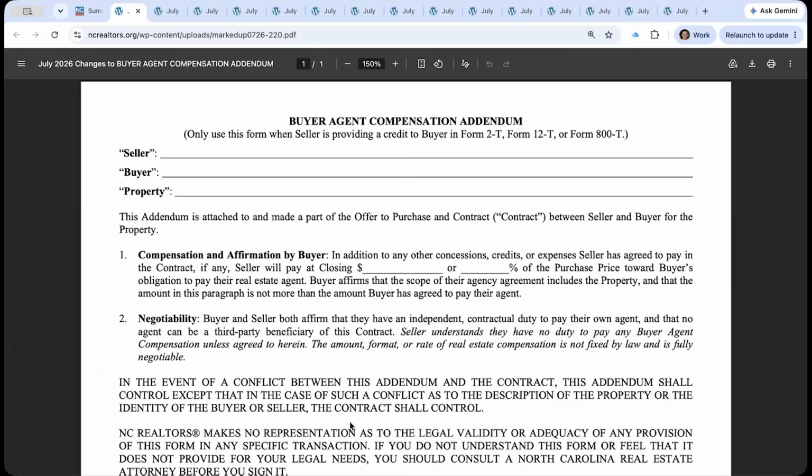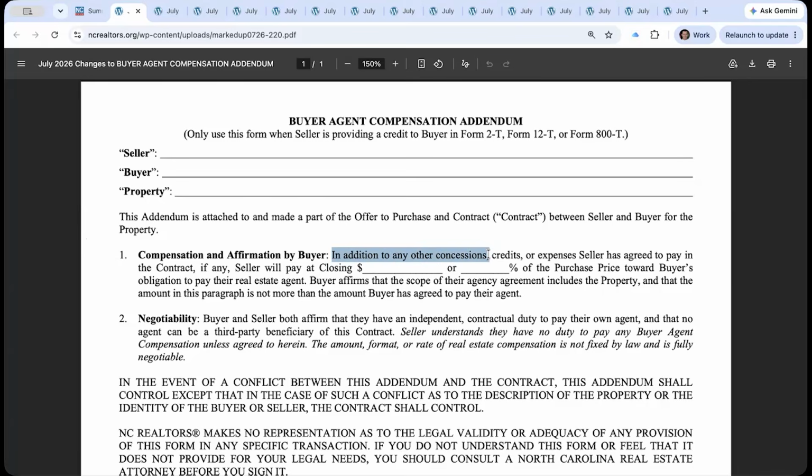But as for right now, just understand that this addendum is something you put on the other attorney drafted addenda line, and identify it there. And notice the first line here says, in addition to any other concessions. What that is referring to is the seller concessions there on the first page of the offer to purchase and contract. We'll look at that in just a second. But whatever is in this addendum for buyer agent compensation will be in addition to that.